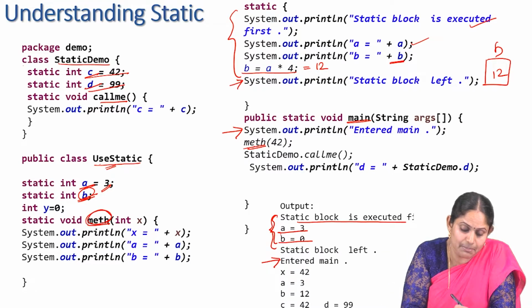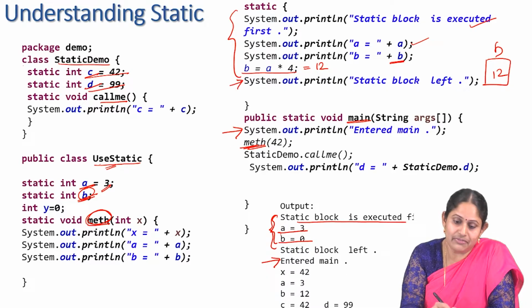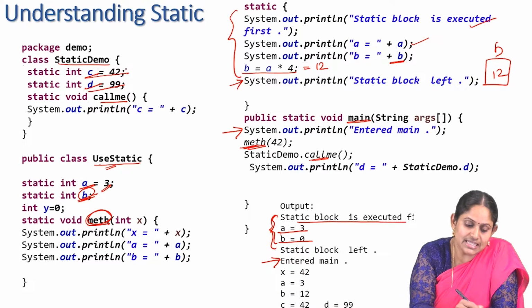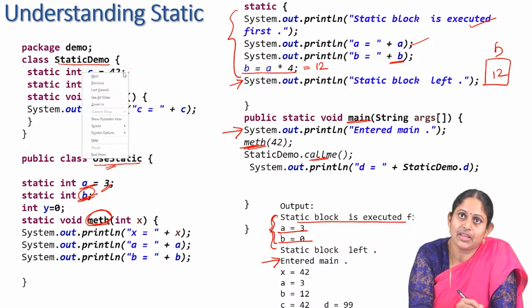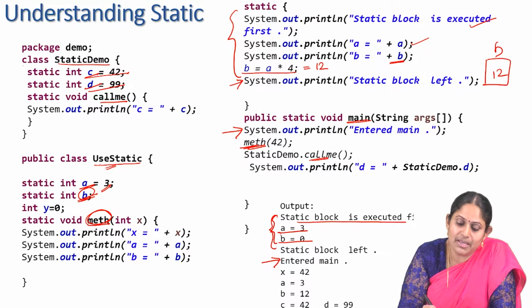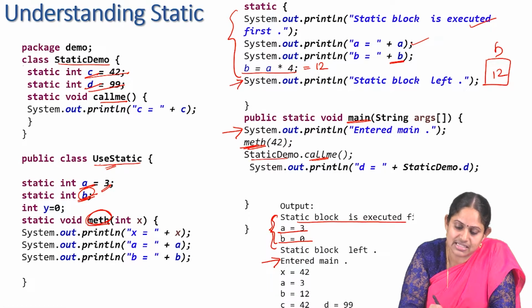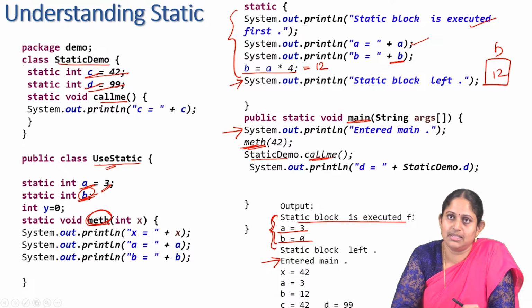So meth is a static member, and since it is present inside the same class, you need not use the class name followed by it. But when we are calling the callme method, callme is present inside the staticDemo class. But callme is a static method, so we can just use the class name followed by the method name.